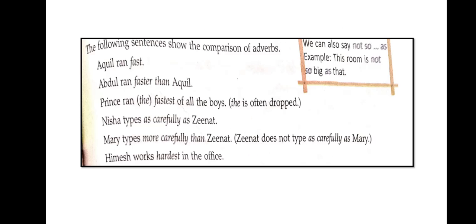Prince ran fastest of all the boys. Now here Prince is running very fast among all the boys, right? So here we have used est. It means superlative, because we are comparing Prince with all the boys, right?